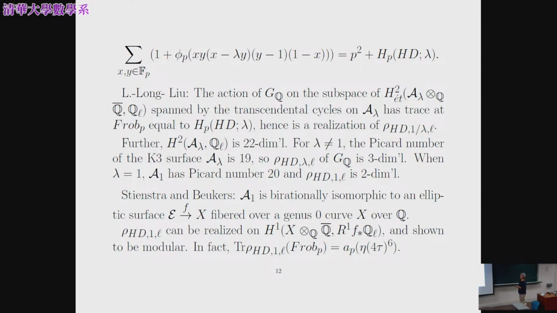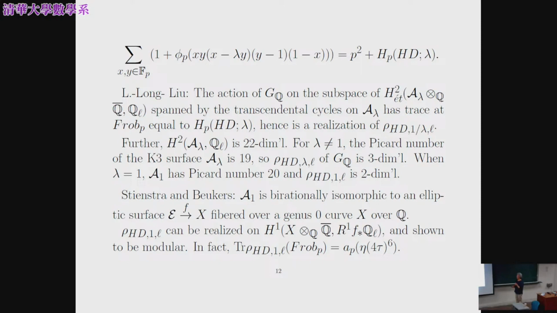Okay. And another interesting thing is that when lambda equals 1, the representation we see is a two-dimensional space. With a two-dimensional representation of a Galois group of Q, a very immediate question is whether it has anything to do with modular forms. Okay. And the answer there is yes. The way to see that is that this K3 surface, when lambda equals 1, has a different description. It is birationally isomorphic to an elliptic surface over a genus 0 curve.